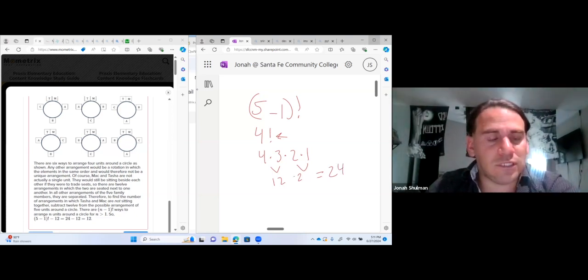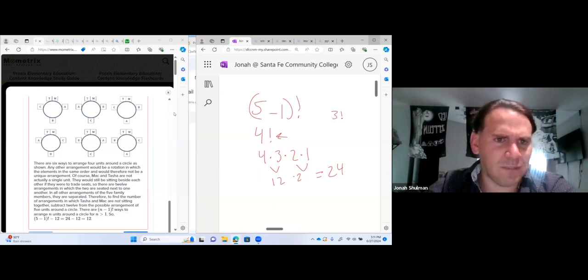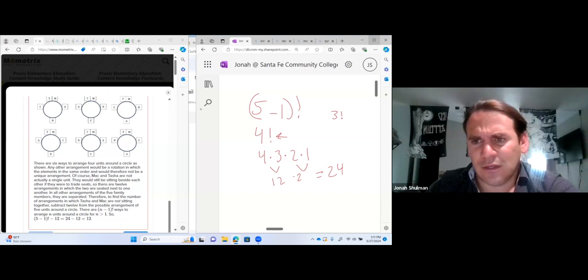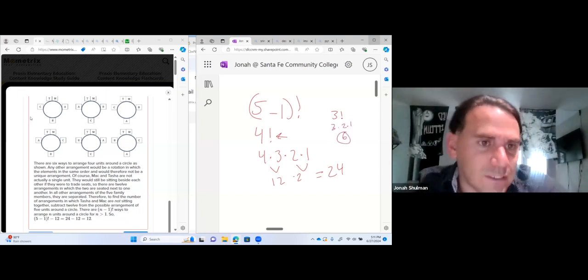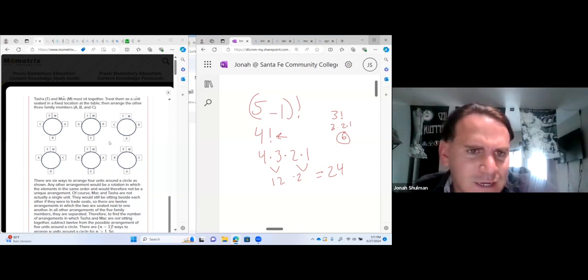And they literally had to write them out. But we can think about this as 3 factorial for the other people, because if there's 3 people that can be in any order, it's going to be 3 times 2 times 1. This is the 6 other ways because there's 3 people because they have to be together. And then why is it double? Because we can go TM or MT.